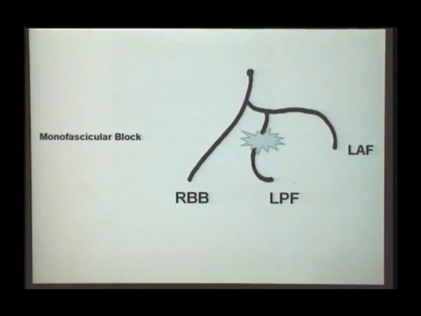So the monofascicular block is the one where you have a block in only one fascicle. For example, you have an isolated right bundle branch block, an isolated left anterior fascicular block, or an isolated left posterior block. It is called monofascicular block because a single fascicle is diseased. Just any one of the fascicles can be blocked. It may be left posterior fascicular block, or a right bundle branch block, or a left anterior fascicular block. Any one of the fascicles which is blocked is called monofascicular block.